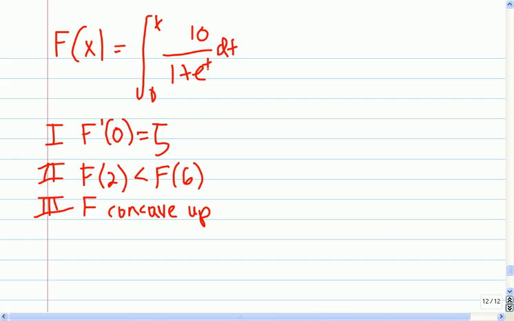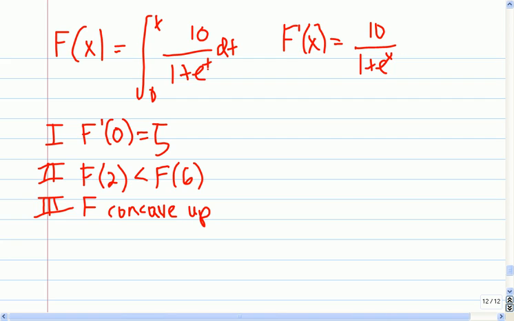Yeah, if we want to know the derivative, right? The derivative of an integral is just the function that's left behind. So f prime is going to be 10 over 1 plus e to the x. Oops, there's no dx anymore. We're not in the integral.